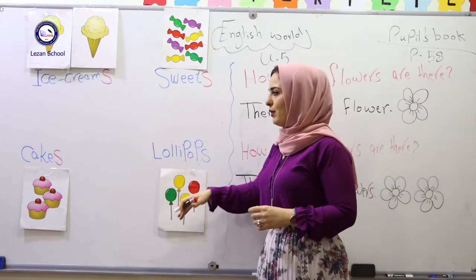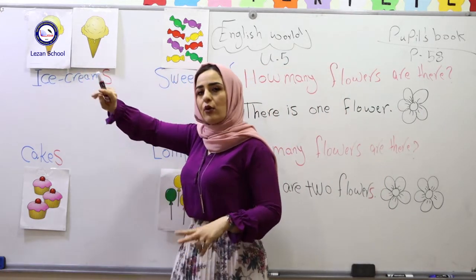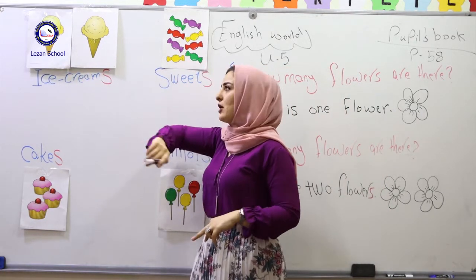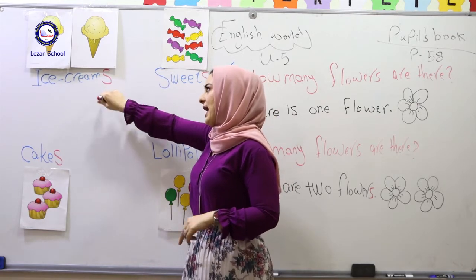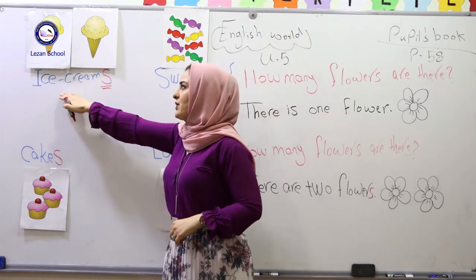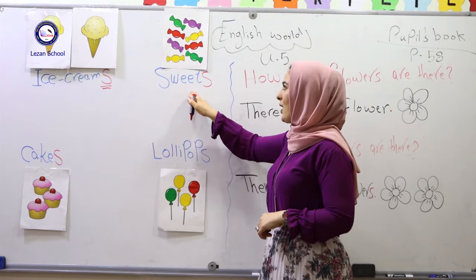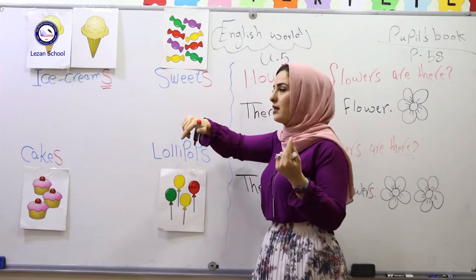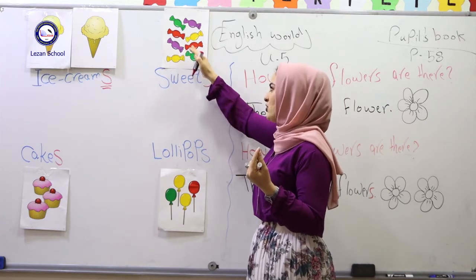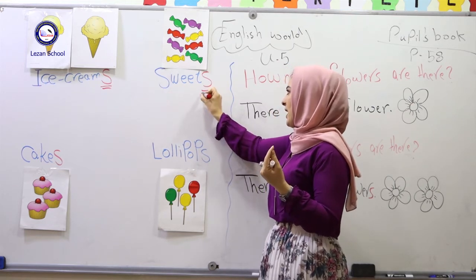There are some vocabularies. Ice creams. Because we have two ice creams, you have to add S at the end. Sweets. We have more than one sweet. When you have more than one sweet, you have to use sweets with S.